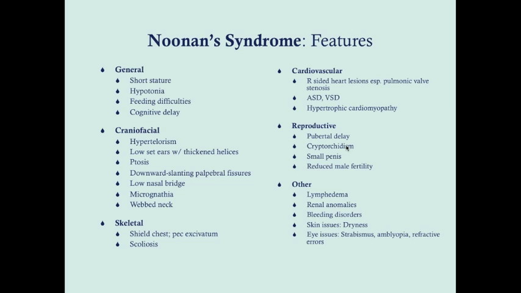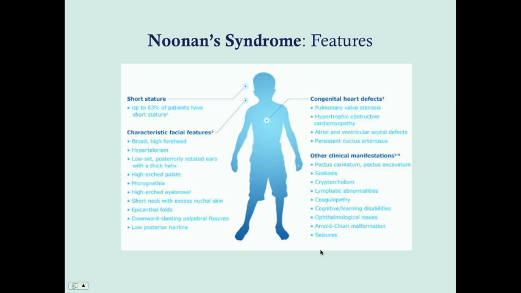Reproductive system, mostly the problems are going to be in males, with cryptorchidism and smaller penis, and the males tend to have reduced or absent fertility. With females, you'll see pubertal delay, just like in males, but the women tend to be fertile. Other things that you can see are lymphedema, renal anomalies, and bleeding disorders. They can have dryness of the skin, and they can also have some issues with their eyes, like cross-eye and refractive errors.